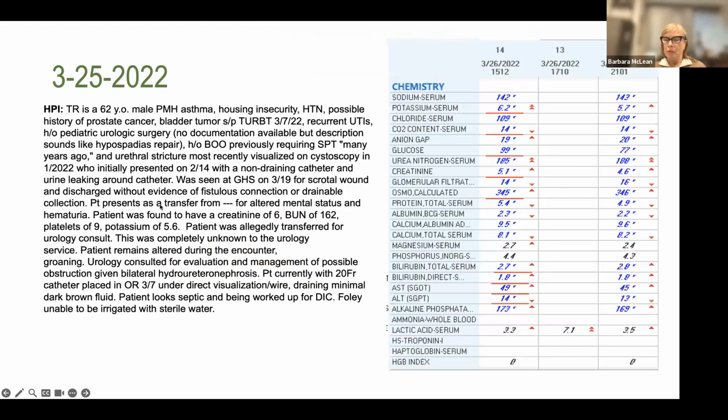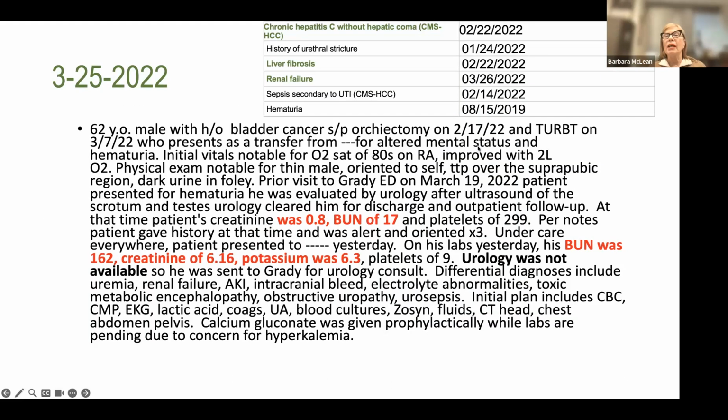Okay, so just some of the things that we didn't review already in notes. O2 sat was in the 80s on room air. They put him on 2 liters of oxygen, and that improved. We don't have a level. Nobody documented to what it improved to, but he did improve. Very cachectic, really, really thin. He's tender over a suprapubic region, and he has very dark, very small amounts of urine in the Foley.